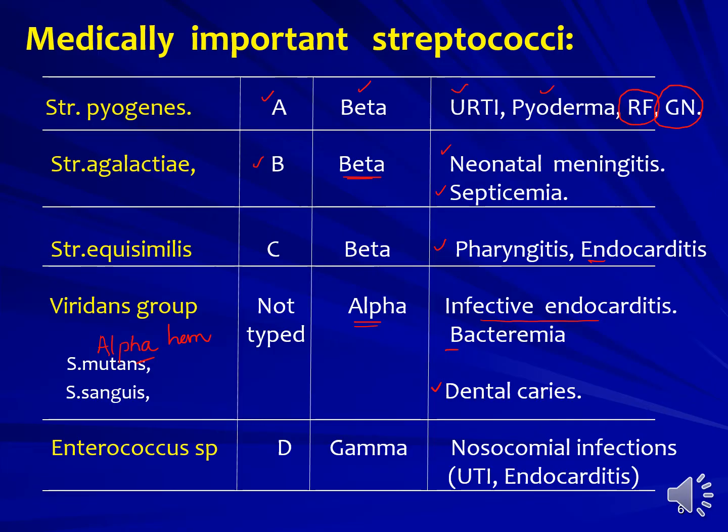And the last one is the enterococcal species, which belongs to group D according to Lancefield grouping and produces non-hemolytic colonies on blood agar, otherwise called gamma hemolysis, and they are associated with nosocomial infections, especially in the form of urinary tract infections among catheterized individuals and also endocarditis.